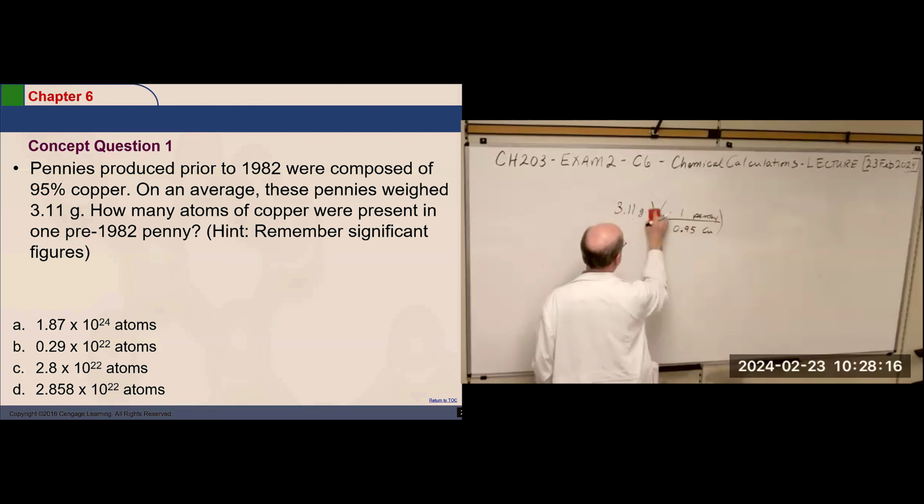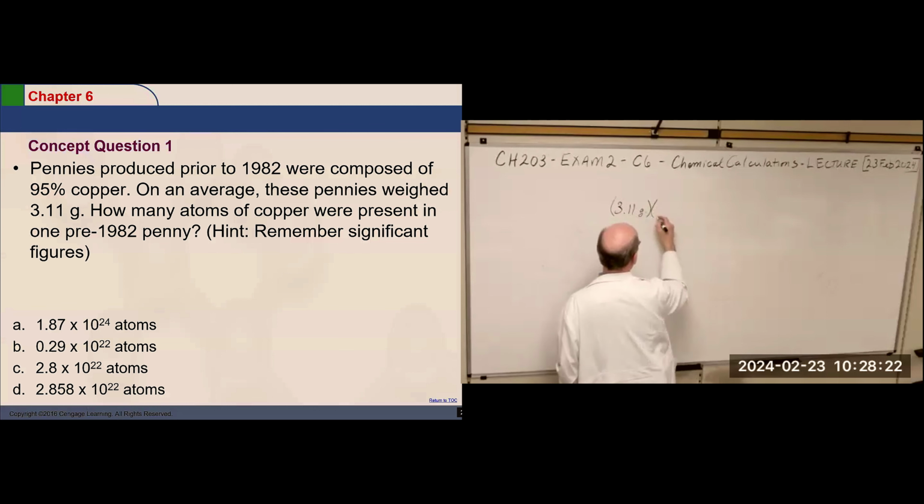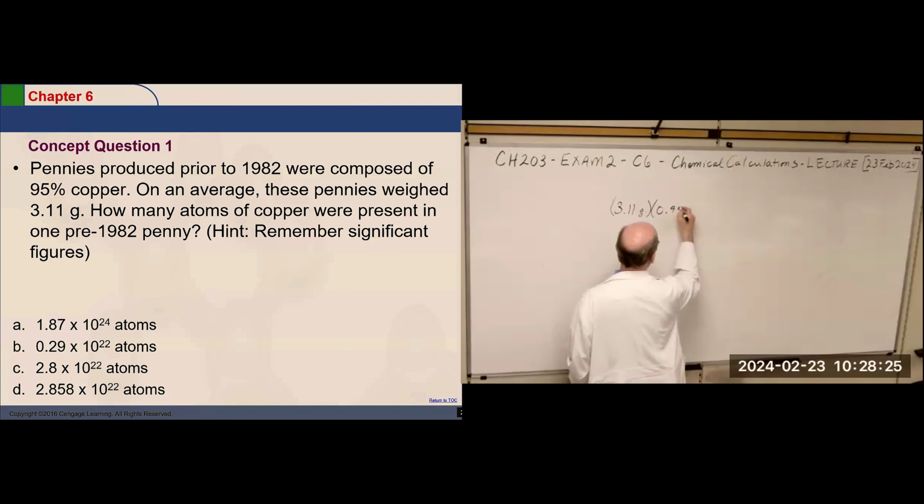that's confusing. Let's do it a different way. That's the mass of the penny. This is the mass of the copper in the penny. There we go. That's better.